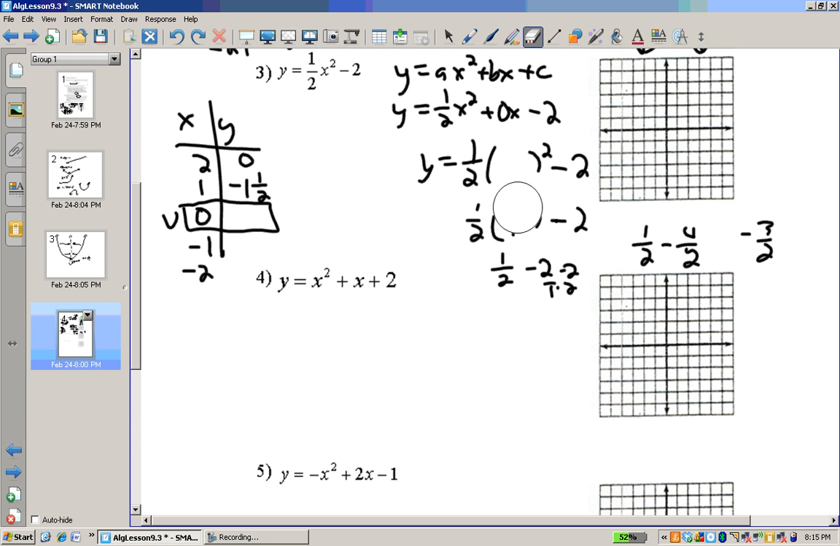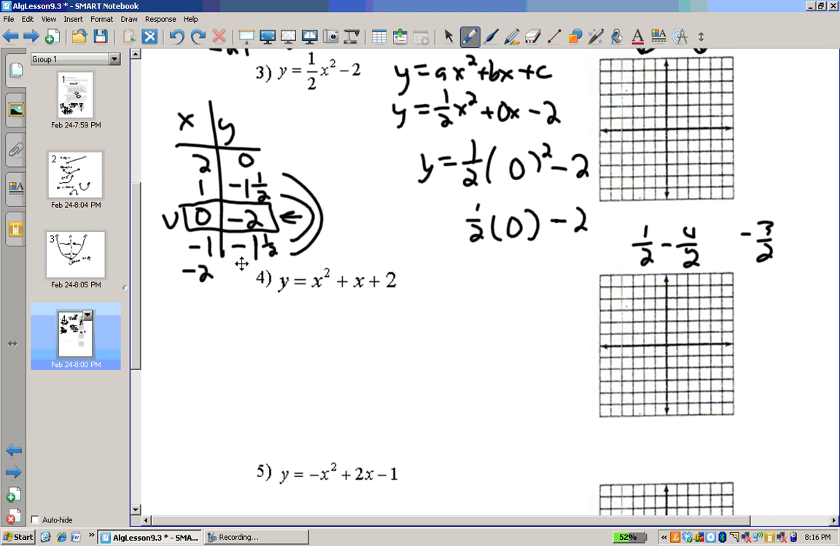And we plug in 0. 0 squared is 0, times 1/2 is 0, minus 2 is negative 2. If everything's gone according to plan, we should have symmetry. This should be negative 1 and 1/2. This should be 0. Now looking at these, of the two to check, this one looks like it's probably going to be the easier one. So I'm going to plug in negative 2 and see if everything goes well.